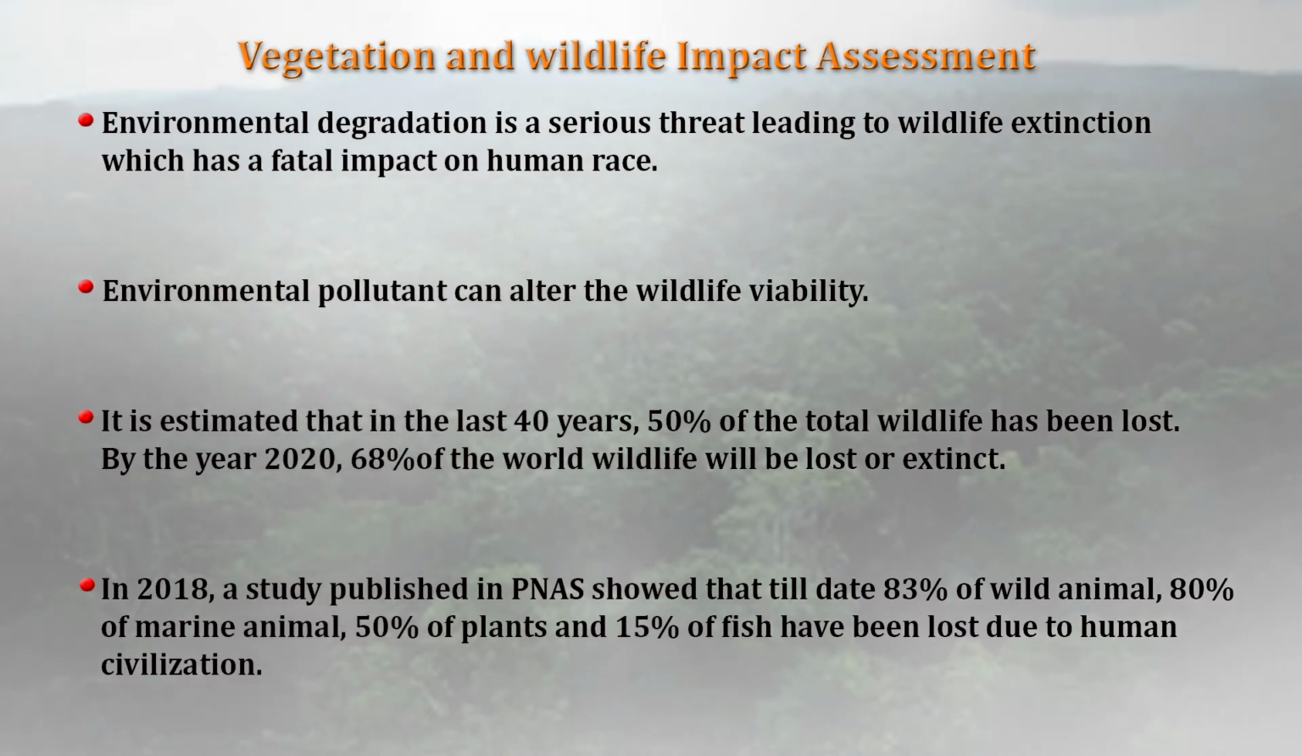In 2018, a research report published in the PNAS journal showed that to date 83% of wild animals, 80% of the marine animals and 50% of the plants and fishes have been lost due to human civilization, compared with the species diversity that existed from the beginning, but now that has been reduced.